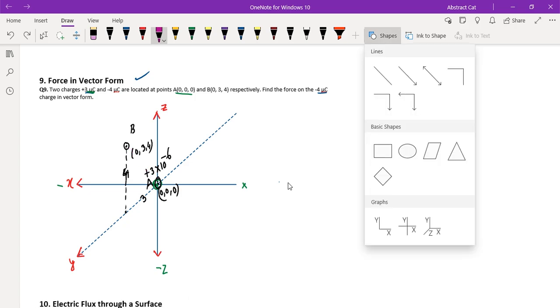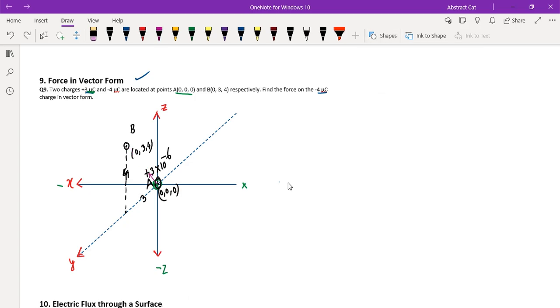Okay, here I have an arrow. That's the resultant. Now calculate the force on the minus 4 microcoulomb charge. Minus 4 means here, that is a minus 4 microcoulomb. So here the force is in that direction, obviously.